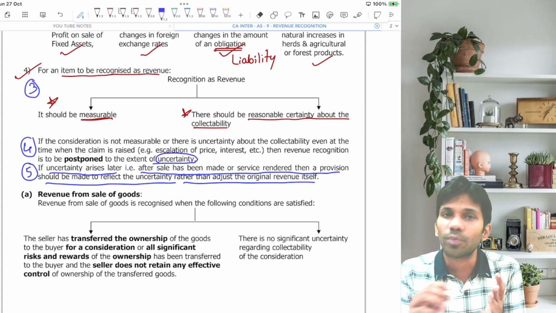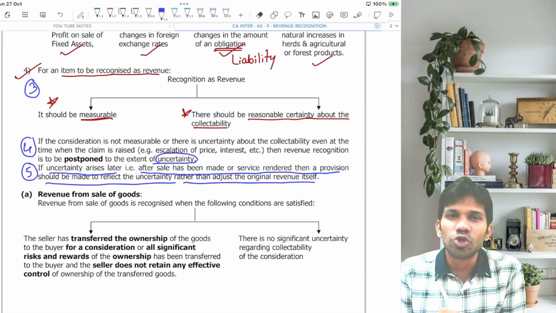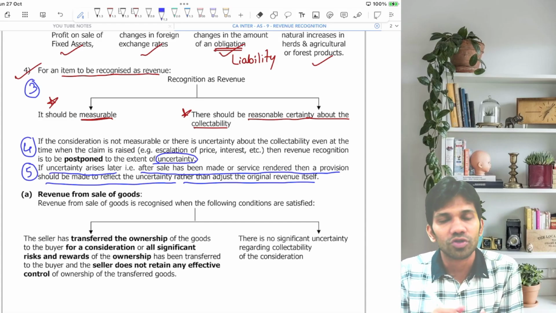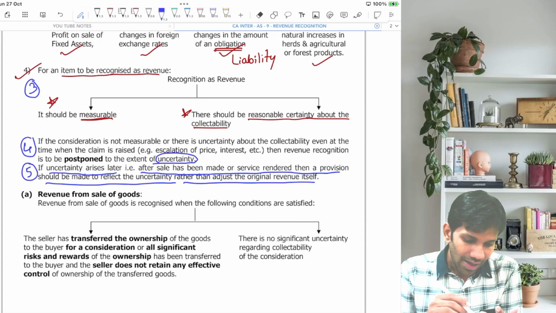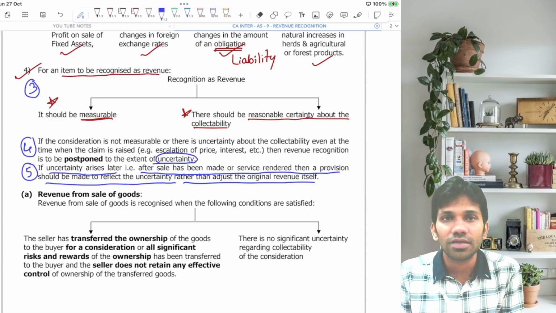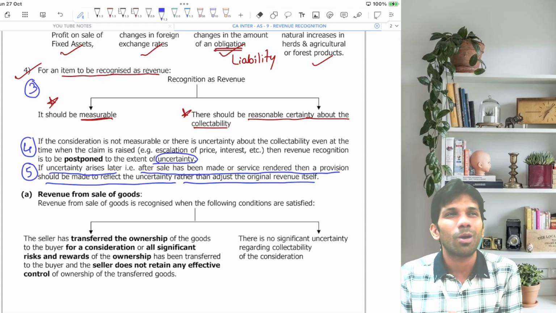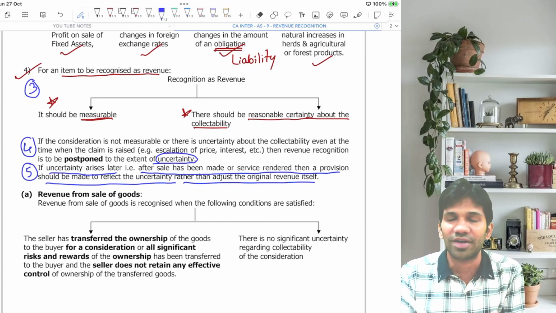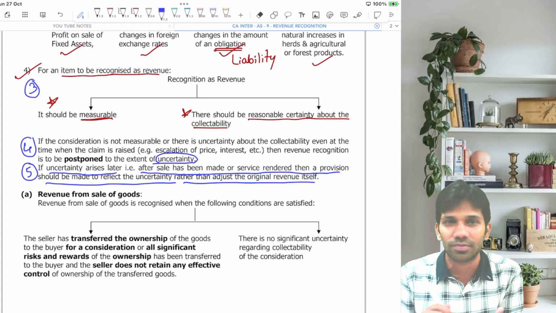Suppose you have booked the sales of rupees 1 lakh today. Today you are very sure that you will get the money after 2 months because 2 months credit period was given. At the end of 2 months, you came to know that the customer is not willing to pay in full, or he is trying to postpone something, or he is giving some reasons that he will not pay, asking for a discount, and all these stories he is creating.